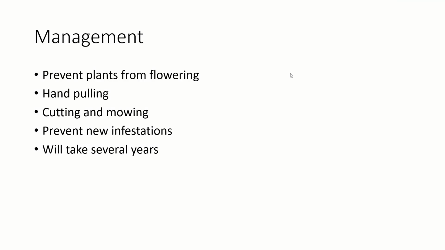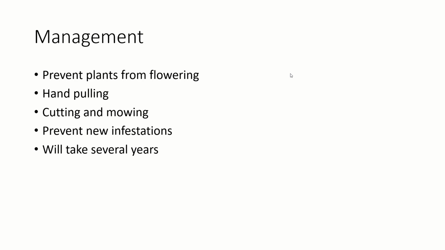Just a few general things for control and management of this. Try to prevent the plants from flowering. Even if you pull them out when they start to flower, they can still continue on to develop seeds after that point. So if you can pull those plants out, remove those plants before they go to flower, that is the best option because that will prevent them from producing those seeds.